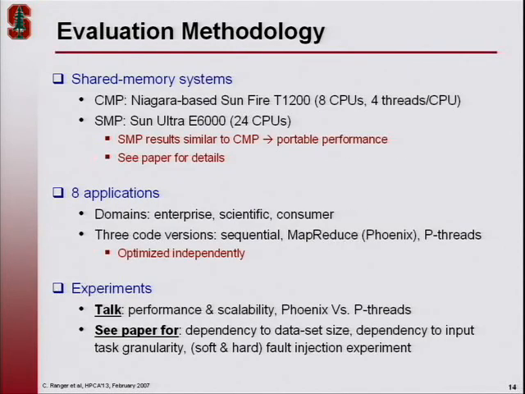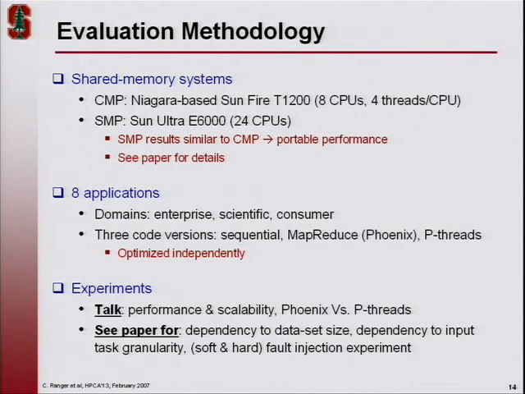So to evaluate Phoenix, we used an SMP system and a CMP system. The CMP system had 8 CPUs on a single die and hardware support for 4 threads per CPU. The SMP system had 24 CPUs. We found the SMP results to be very similar to the CMP results, which means we got portable performance. What this means is you can write one version of the application, and it works well on both machines. I'm not going to discuss the SMP results today, but they are discussed in the paper.